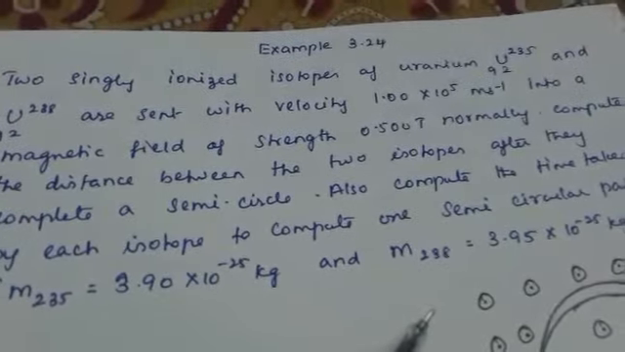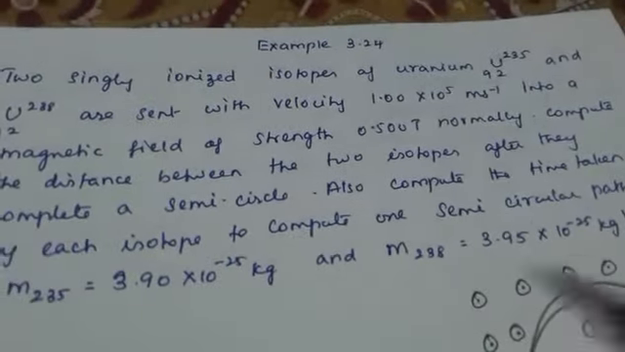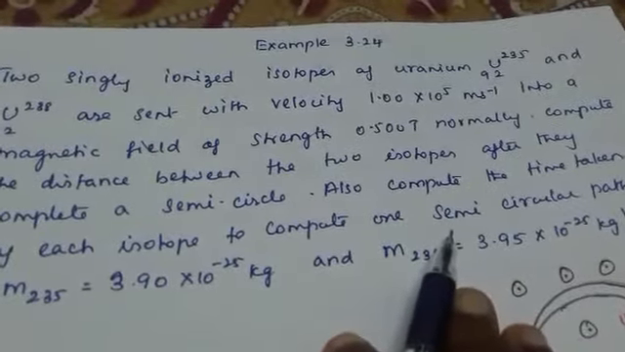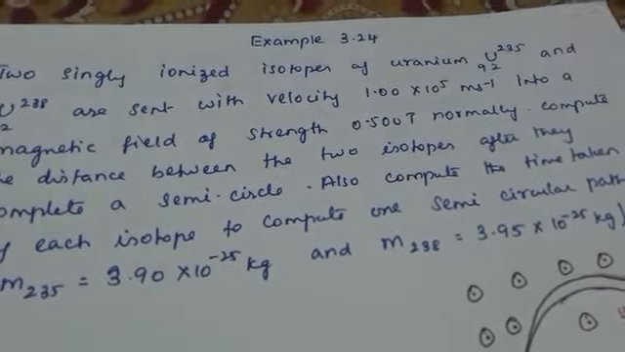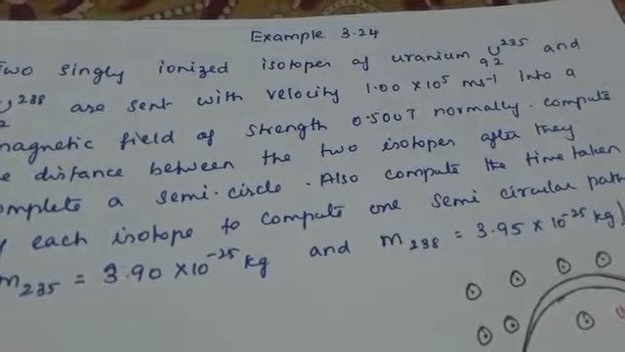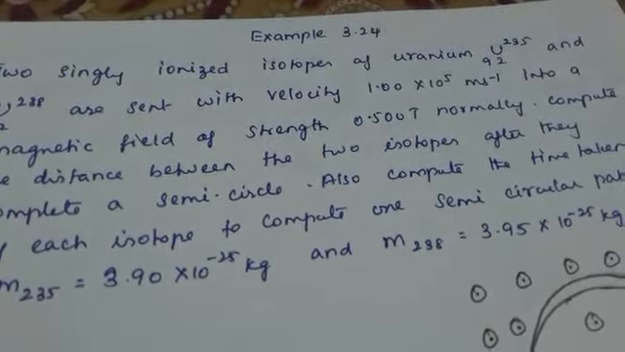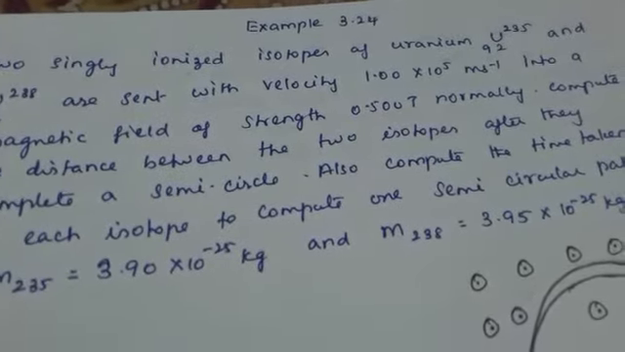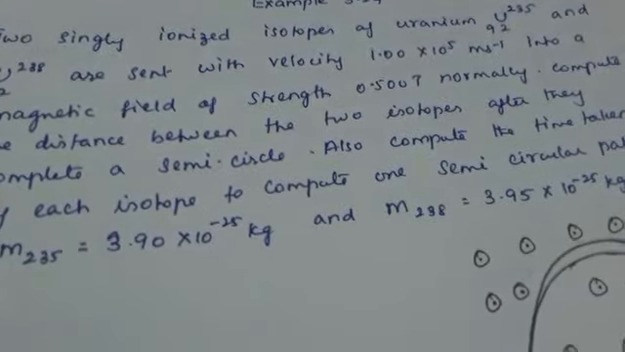Now, the two singly ionized isotopes having a velocity 1 into 10 raised to 5 are sent in a uniform magnetic field. The magnetic field is having a strength 0.5. Now we have to find out the distance between the two isotopes after they finish a semicircular path, and we have to find out the time taken also.